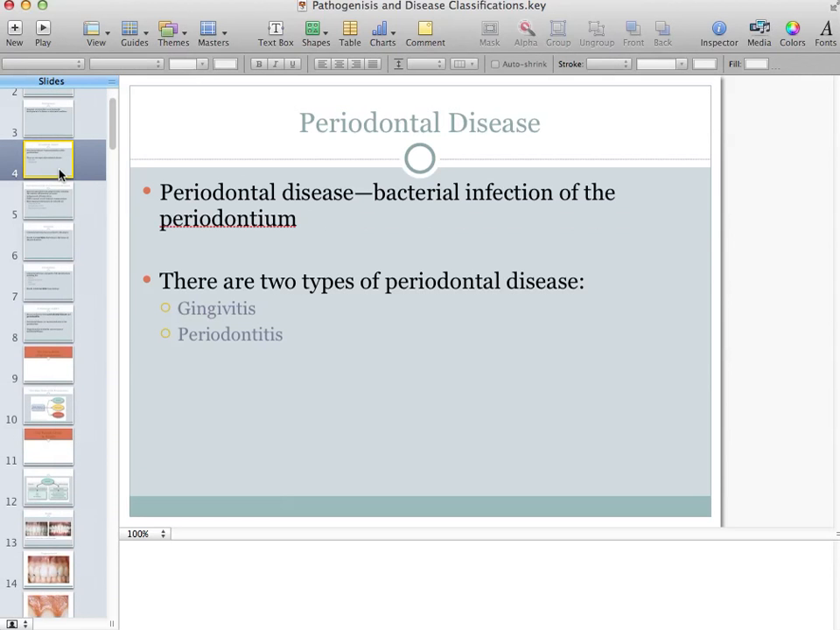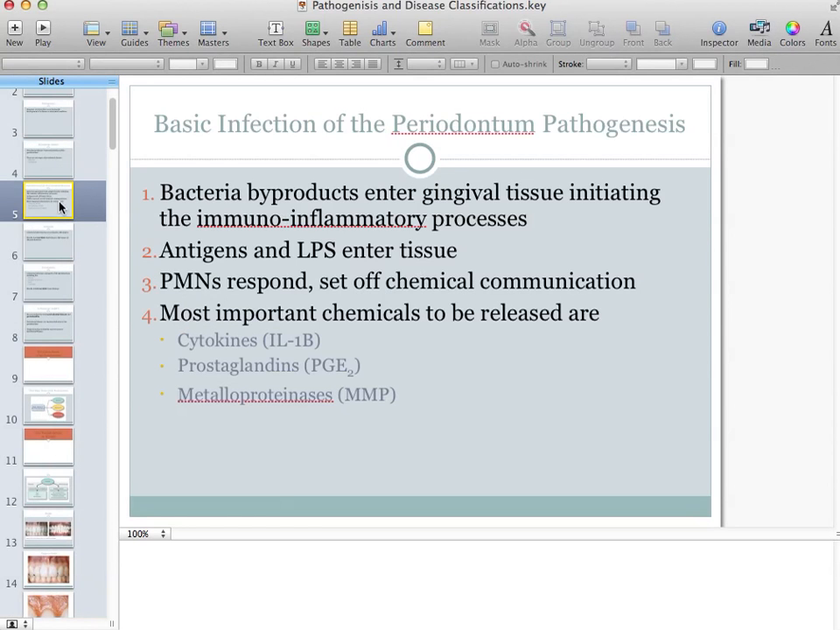Periodontal disease is a bacterial infection of the periodontium. There are two types of periodontal disease, gingivitis and periodontitis. Now remember, periodontal disease and periodontitis are two different things. Periodontal disease is diseases that affect the periodontium. Periodontitis is inflammation, the disease of inflammation of the periodontium.